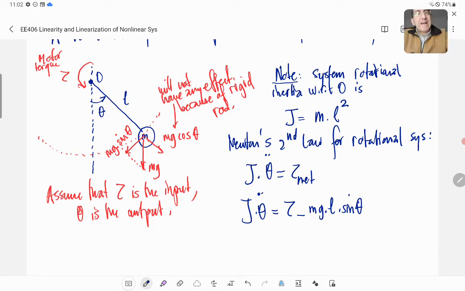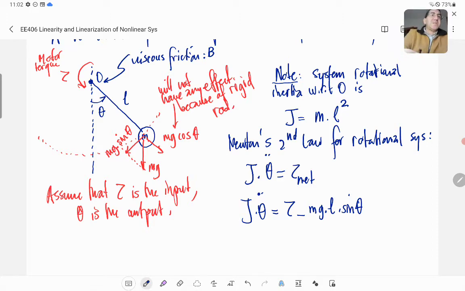Let's also add here, to make it a bit more interesting, friction. So let's also put here the viscous friction with a coefficient B.